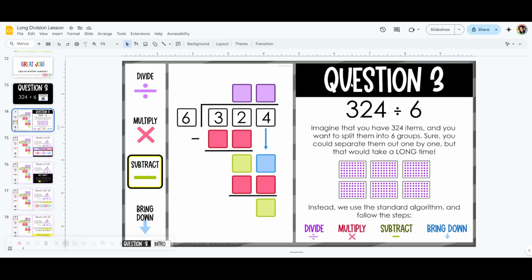But that took me a long time to do. So we're going to use the standard algorithm instead. And we just follow the steps: divide, multiply, subtract, bring down. Purple, red, green, blue. Let's go ahead and get started.